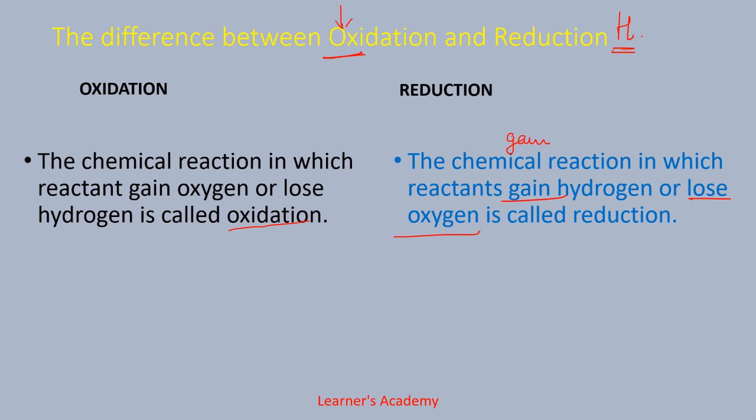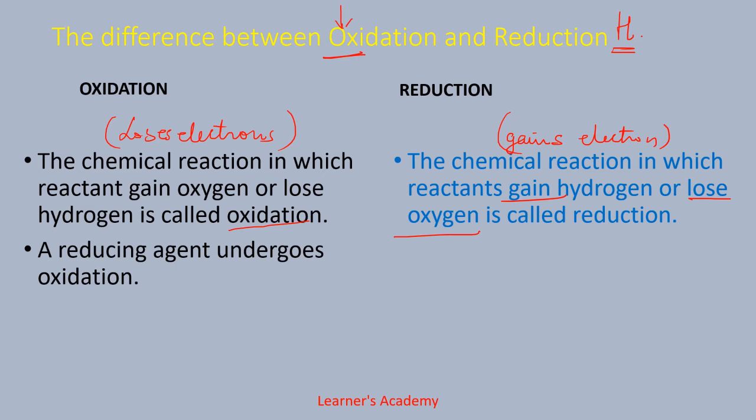It also gains electron. Here it will lose electron. In this case, it will lose electron. Now, second point: a reducing agent undergoes oxidation. On the other hand, now before that, I'll give you an example of an oxidation reaction.